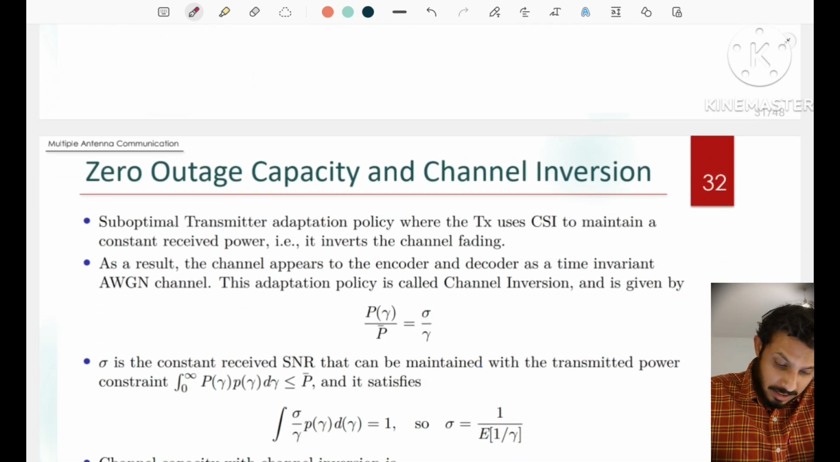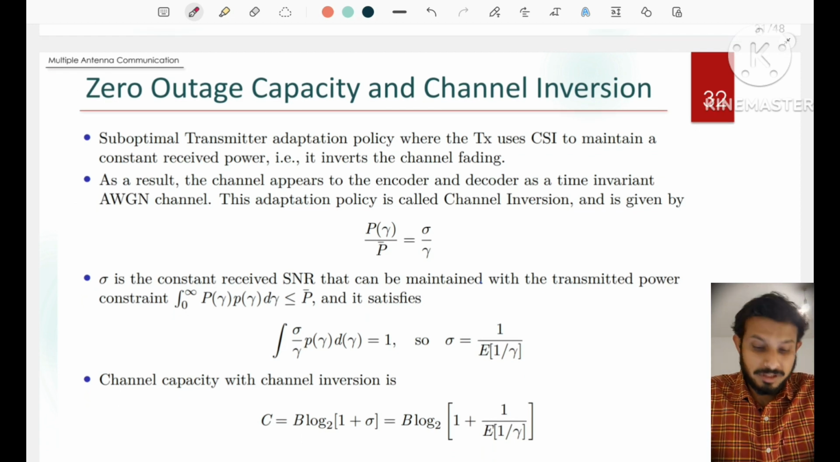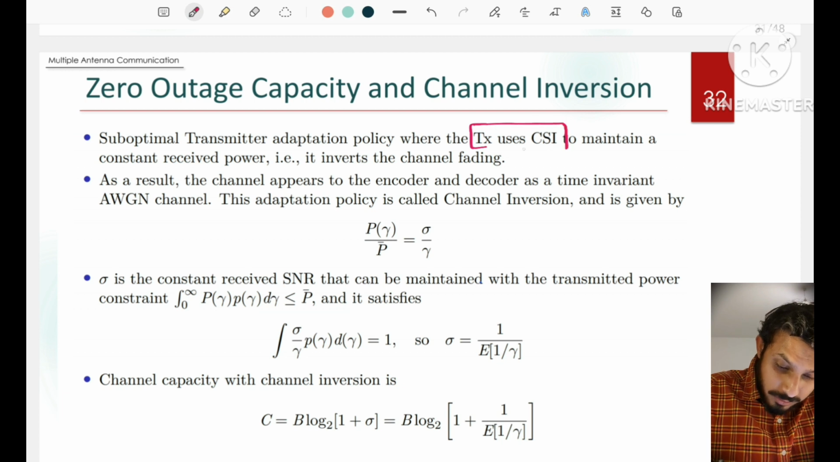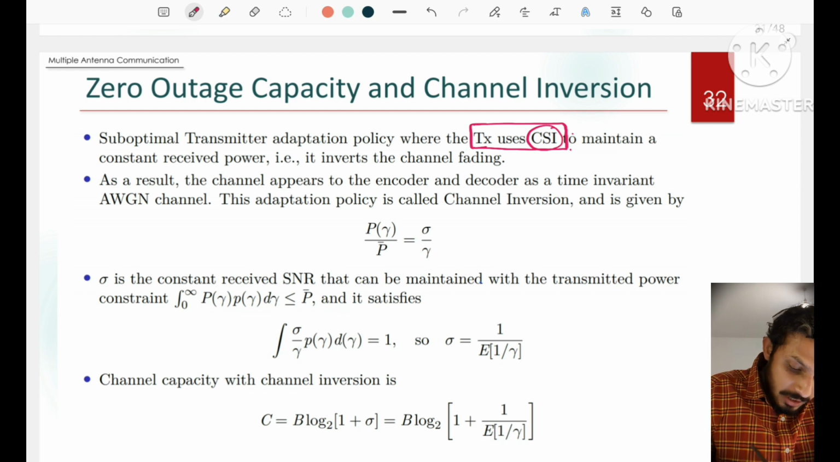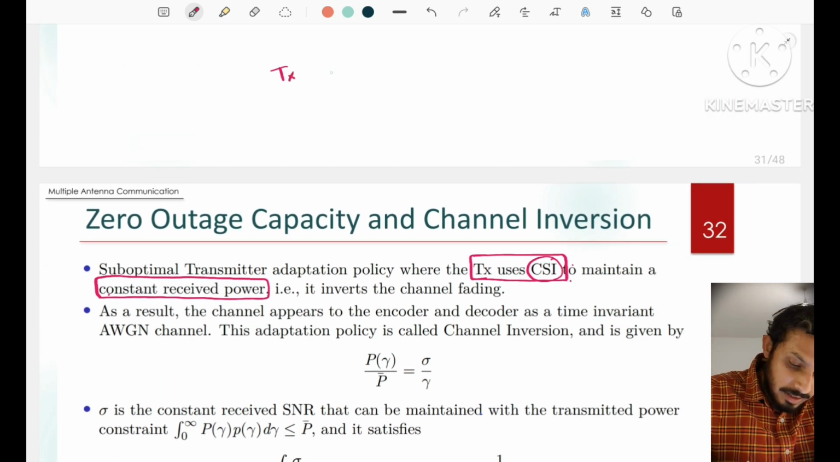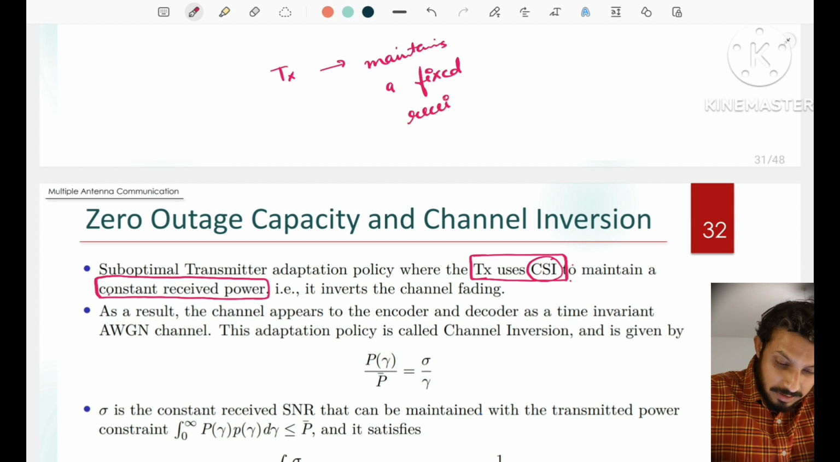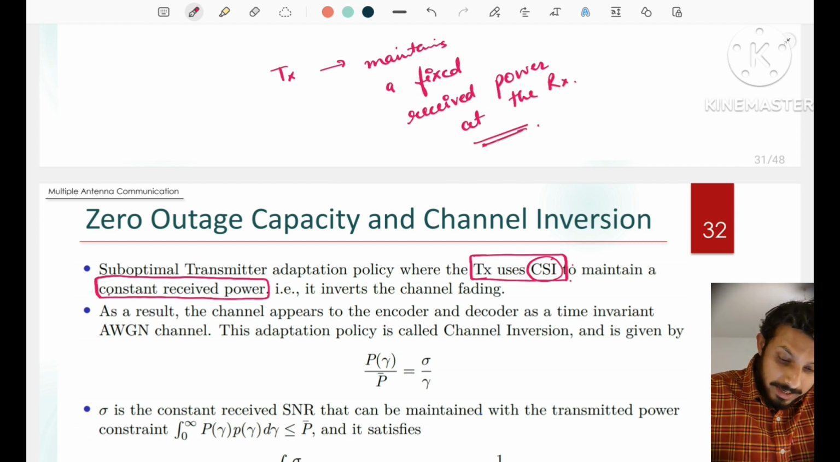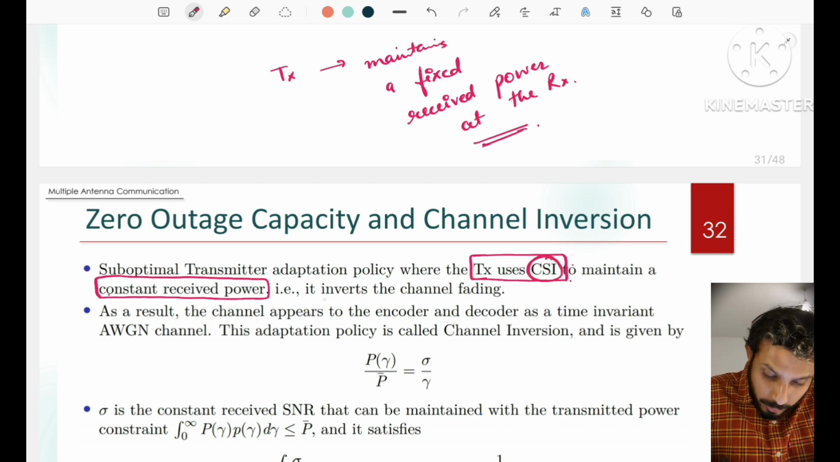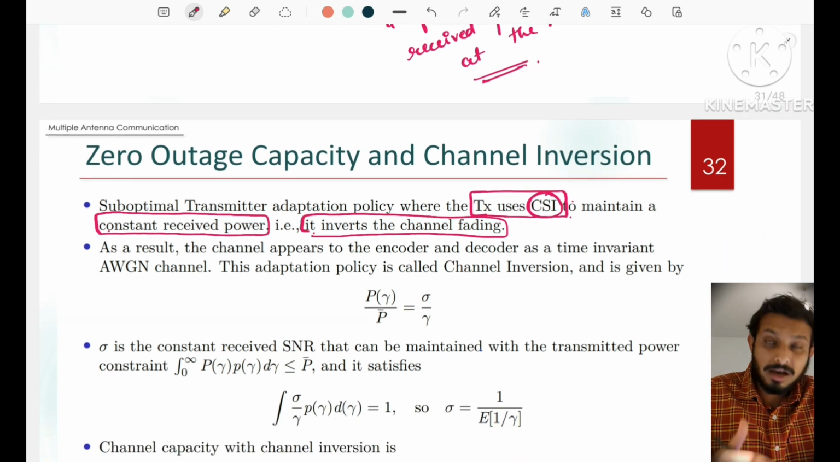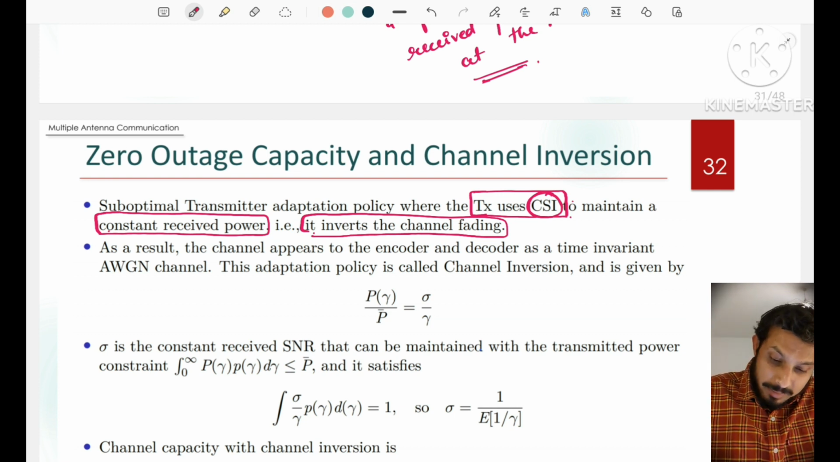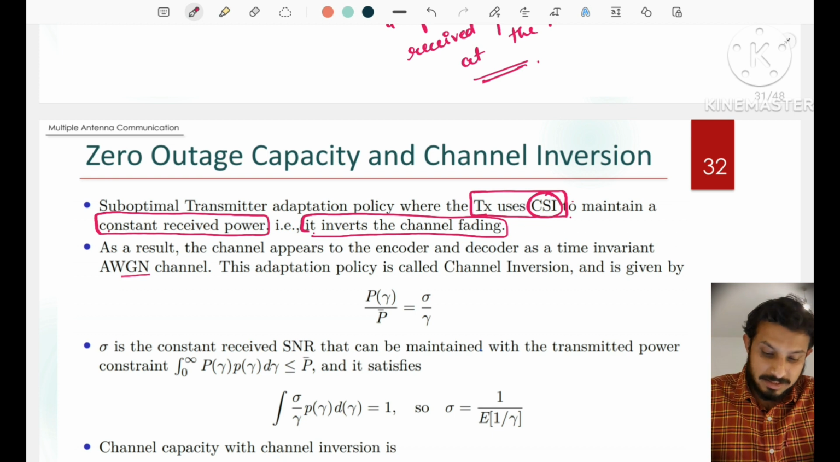Now the next thing is there are some suboptimal transmitter adaptation policies where the transmitter uses the CSI. It knows the values of CSI, but it uses the values of CSI to maintain a constant received power. That means the transmitter maintains a fixed received power at the receiver. So it uses CSI to invert the channel fading. That means the channel appears to the encoder and decoder as if it is a time invariant AWGN channel. And this policy is known as the channel inversion policy.